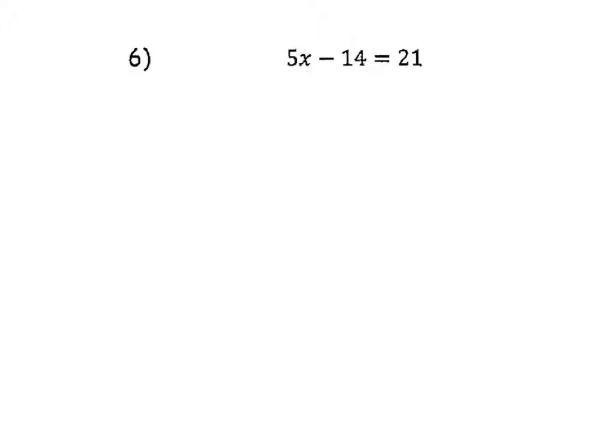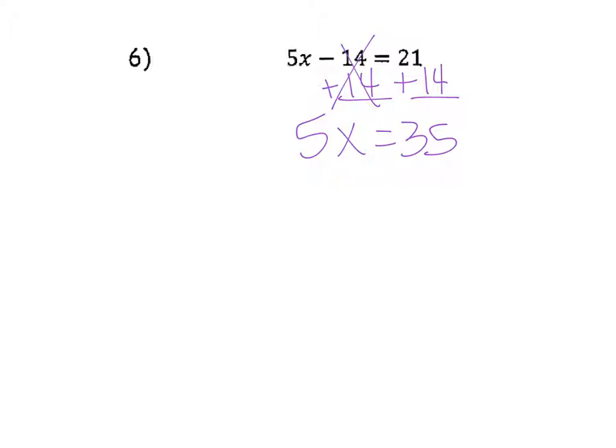Okay, when I add 14 to both sides, I get 5x equals 35. Divide by 5. 5x equals 35. I want x alone. Seven.